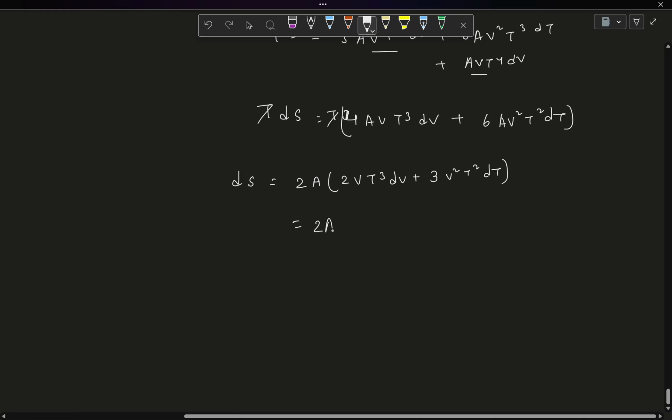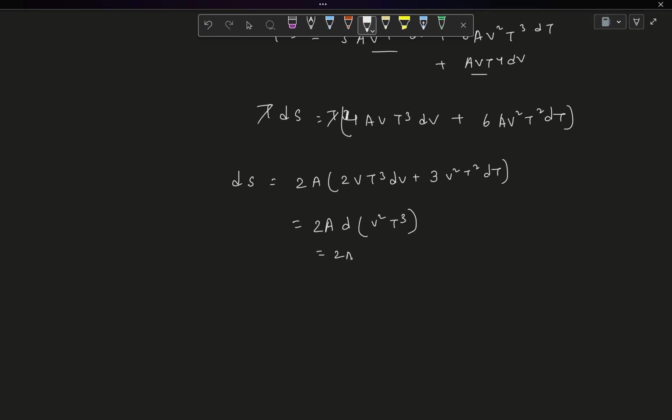So this is 2A, then the derivative of V squared T cube. Why? Because if you take a derivative of V squared T cube, it becomes 2V T cube dV plus, on the second term, it becomes 3V squared T squared dT. So this is your derivative term, and if you take out the derivative separately, S becomes the remaining term, that is 2A V squared T cube. So this is your entropy expression.